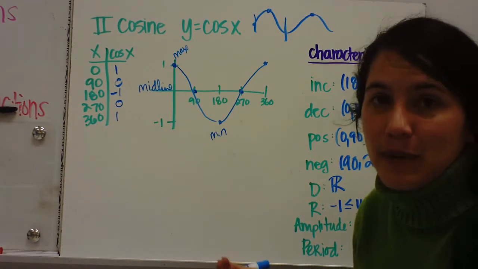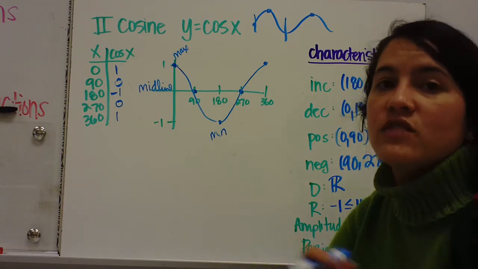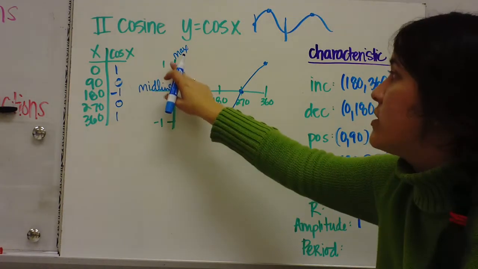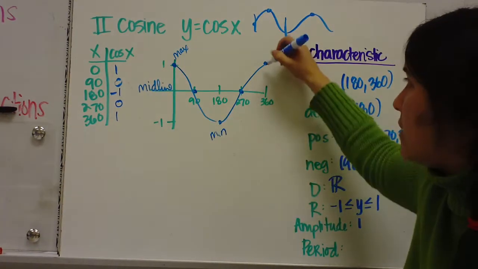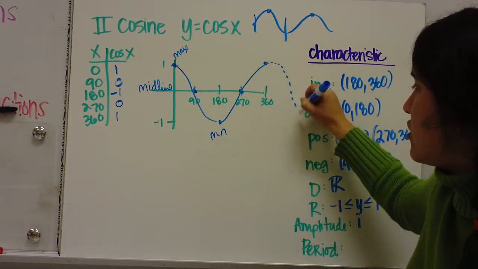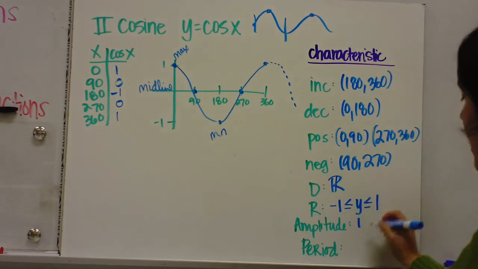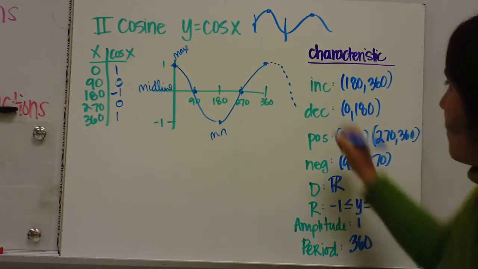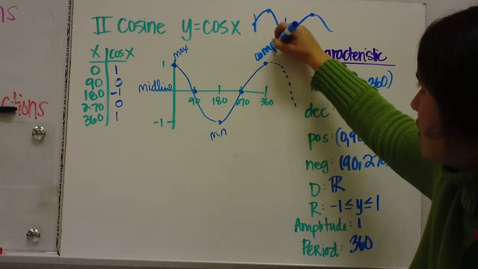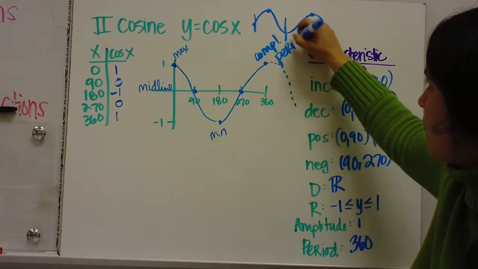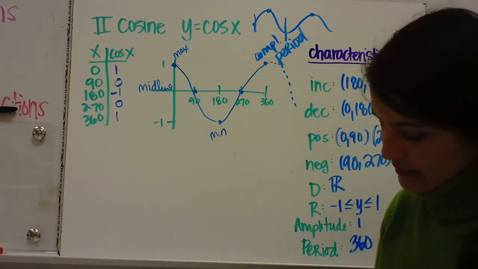And then the complete period: how long does it take for this function to start repeating itself? It starts up, it goes down, it comes back up. And if we continued to graph it, you would see it would repeat. So again, it's going to be a 360-degree complete period for the cosine function.